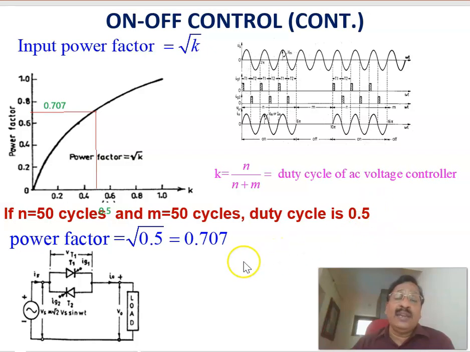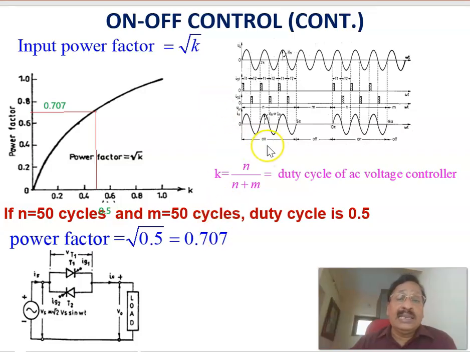Square root of 0.5 means 0.707. As an example here, corresponding to a duty cycle of 0.5, the power factor is equal to 0.707. Therefore, as the duty cycle changes, the power factor will change in a non-linear fashion, which is equal to square root of K.